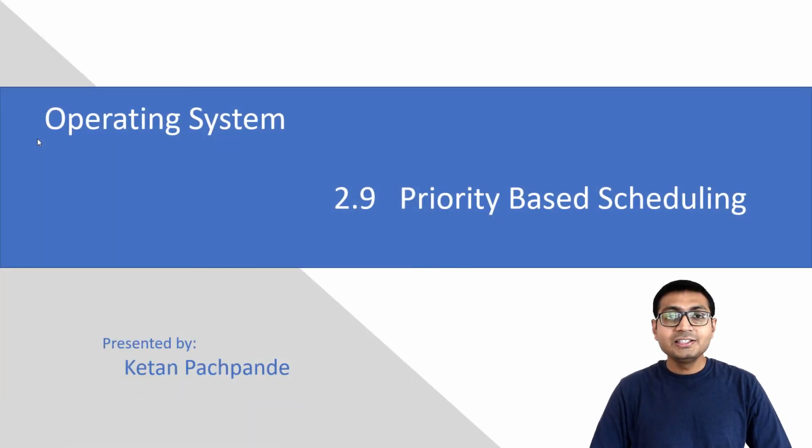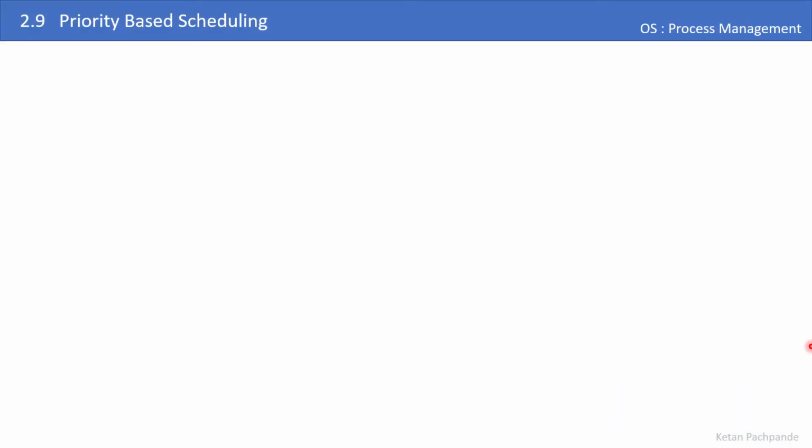Hello friends, in this video I am going to talk about the next CPU scheduling algorithm, which is priority based scheduling. So priority based scheduling algorithm works on the priority assigned by the operating system to each and every process.